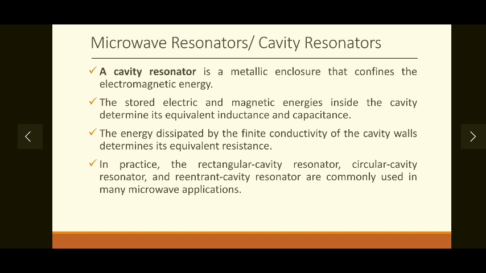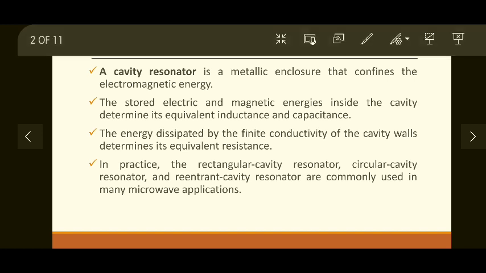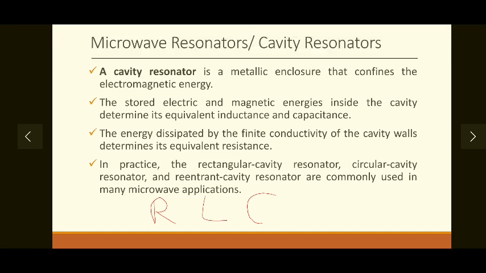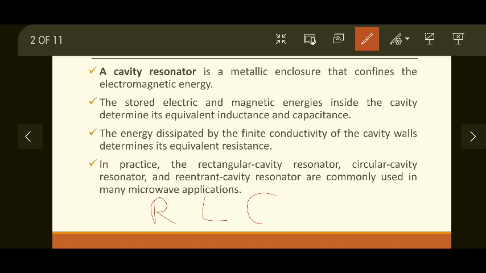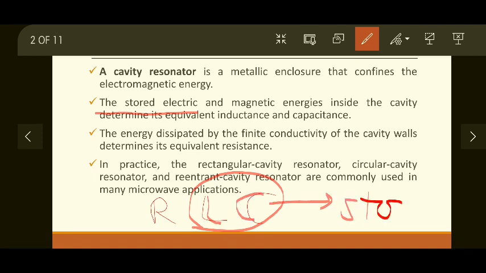So the stored electric and magnetic energies inside the cavity determine its equivalent inductance and capacitance. Now we know that resonance can be obtained by using a simple RLC circuit. Whatever energy is stored by that cavity will be equivalent to the inductor and capacitor, L and C. So L and C correspond to storing of energy.